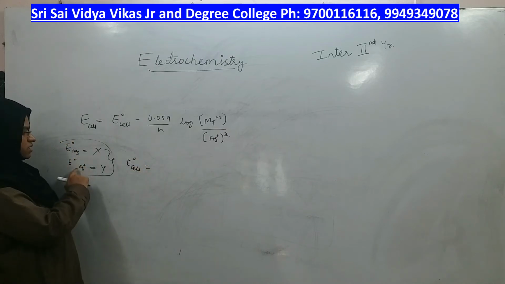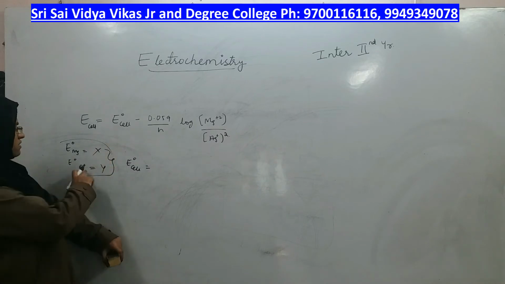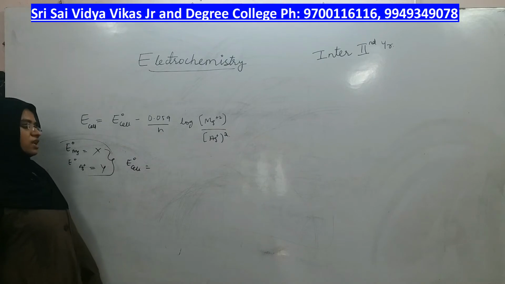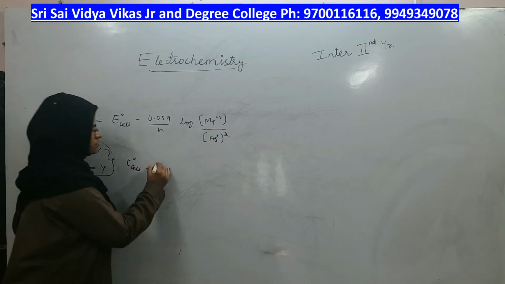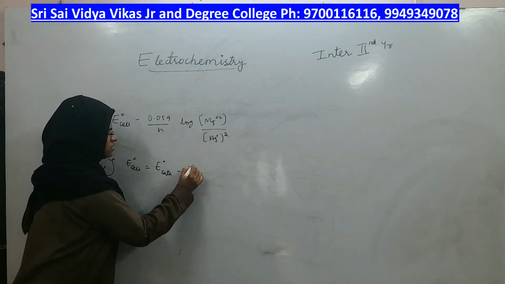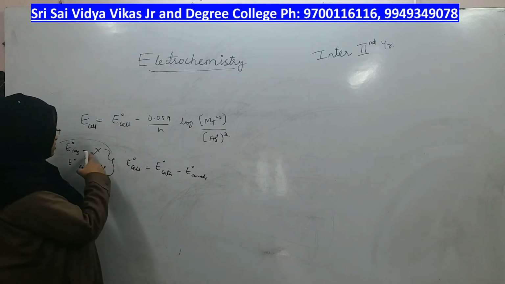E0 value of magnesium is there, E0 value of silver is there. Who is becoming anode? Silver. Who is becoming cathode? Magnesium. What was the formula of E0 cell for anode and cathode? E0 cathode minus E0 anode. Who is anode here? Who is cathode here?